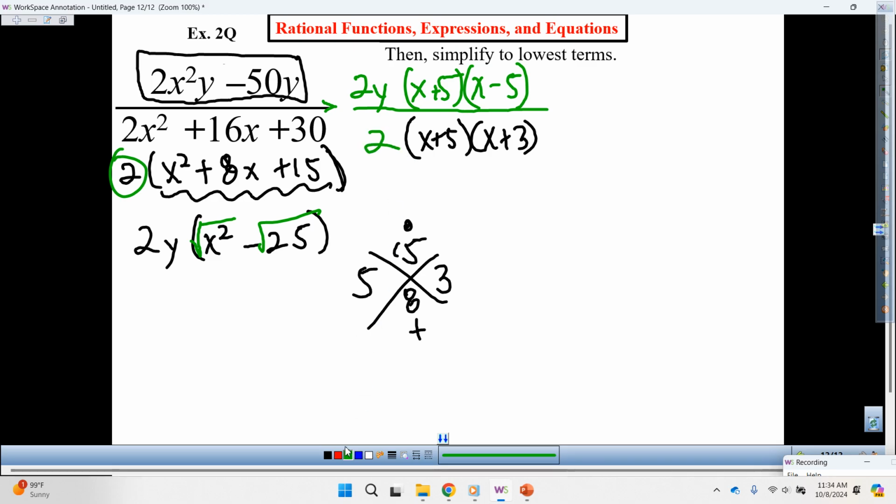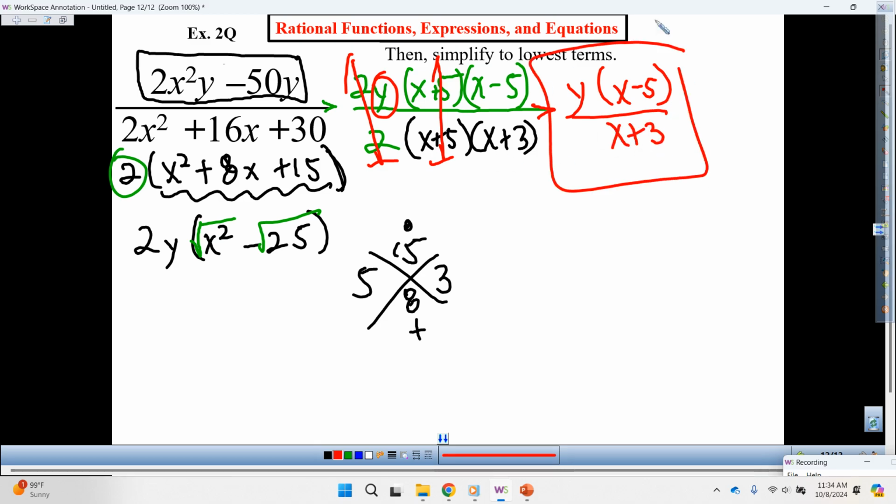All right, giant ones. Tell your neighbor what are my giant ones for that one. Giant ones. Renzo, do you see them? X plus 5 is 1. The 2s? Yeah, the 2s. That is correct. So that leaves us with y, x minus 5, and x plus 3. All right, send me your notes, please.